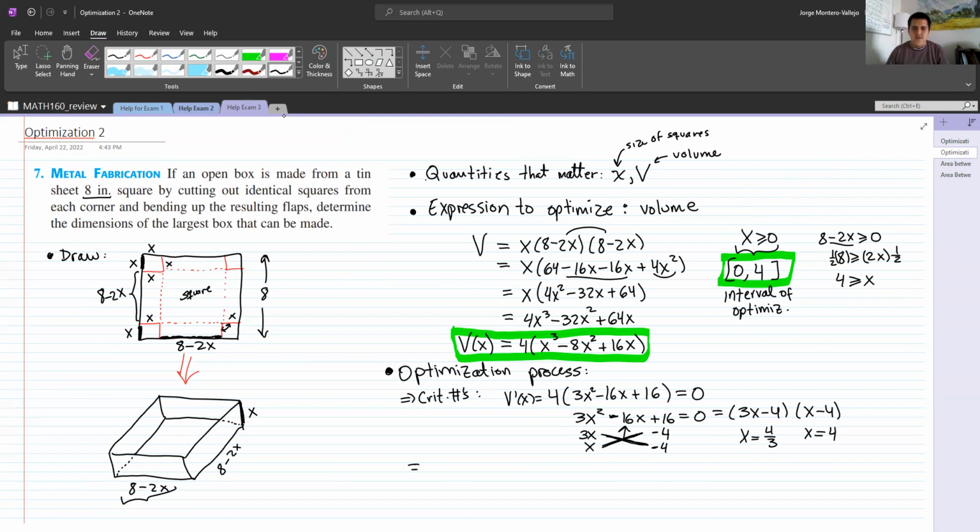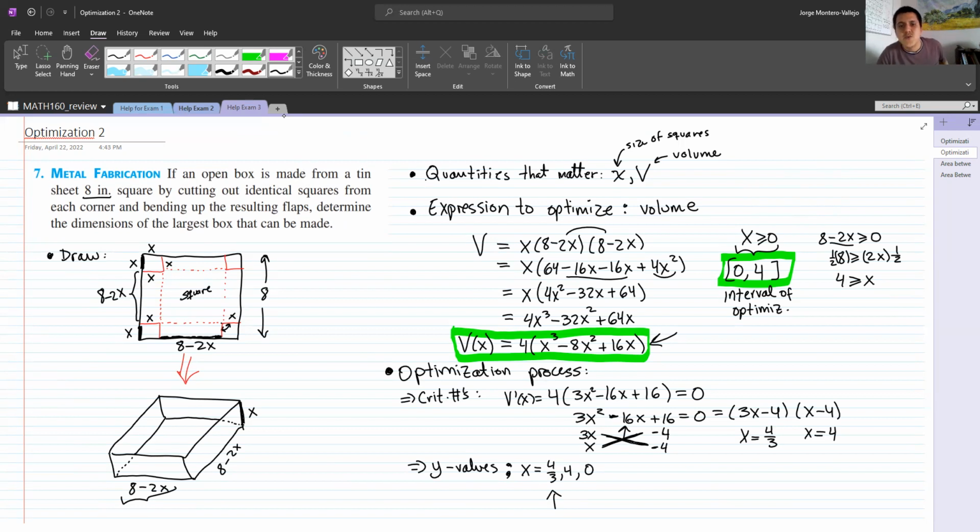So then for the y values, we need to compute the y values of 4/3, of 4, and then of the endpoints, 0 and 4. 4 is already there, so we just need to include also 0. But this is stuff that you can do, right? You just plug this into your volume function, compute the volumes, and then rank them and get your maximum. And it should actually be this one over here. Okay. So I'll leave that up to you guys.